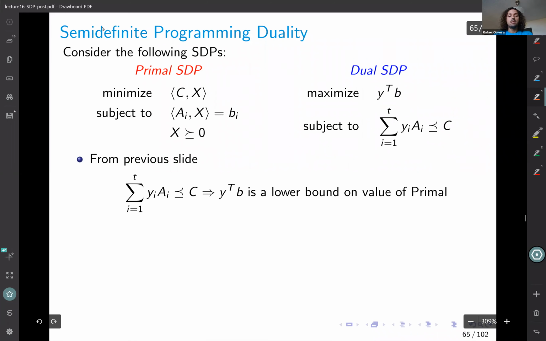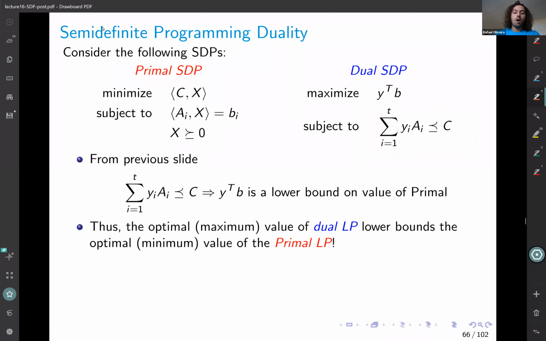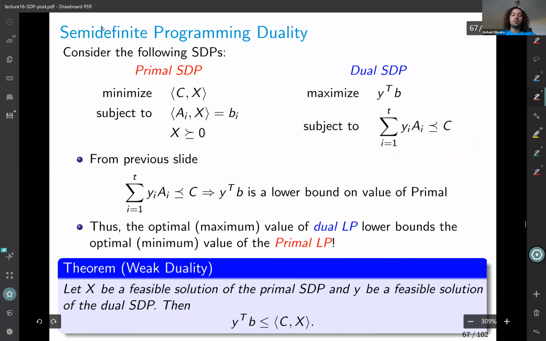So then we can consider this semi-definite program as our dual. And from the previous slide, we saw that this condition, the sum of yiai less than or equal to C, implies that y transpose b is a lower bound on the value of the primal. And therefore, the optimum value of the dual lower bounds the optimal value of the primal, right? And then we have already proved the weak duality between these two semi-definite programs, which is, if X is a feasible solution of the primal and y is a feasible solution of the dual, then this inequality holds. So we proved our weak duality.